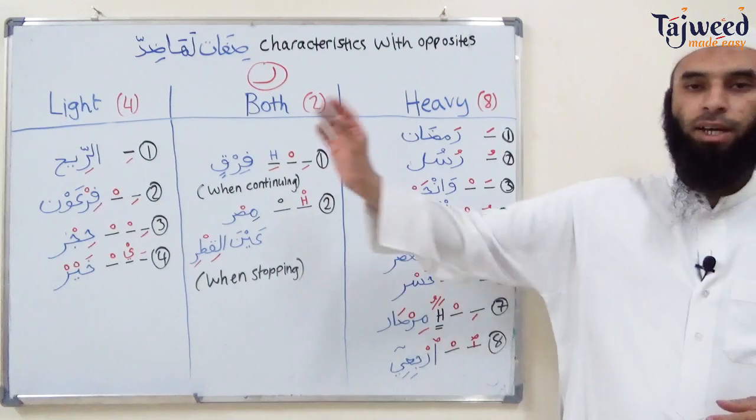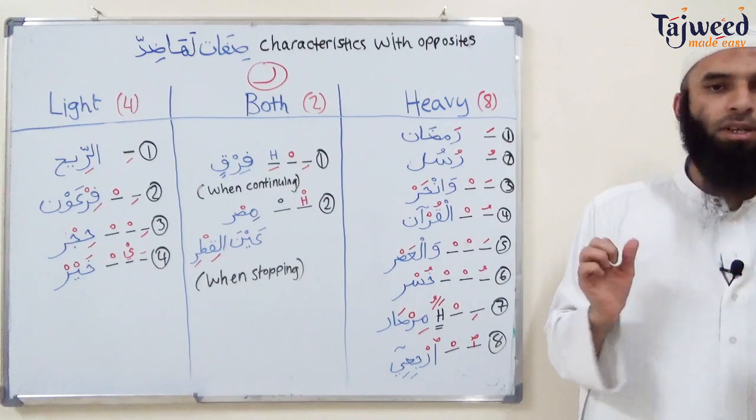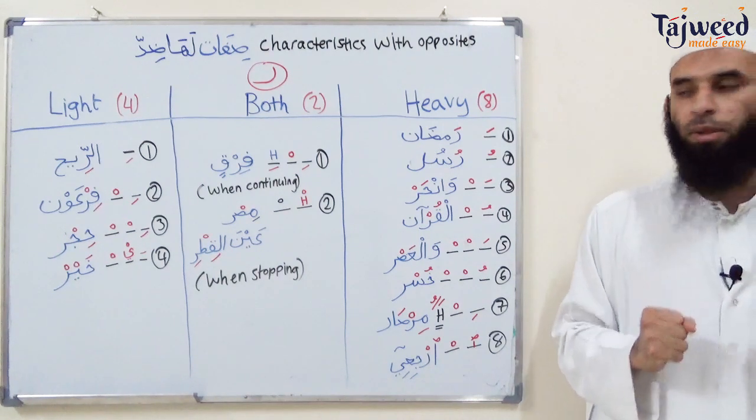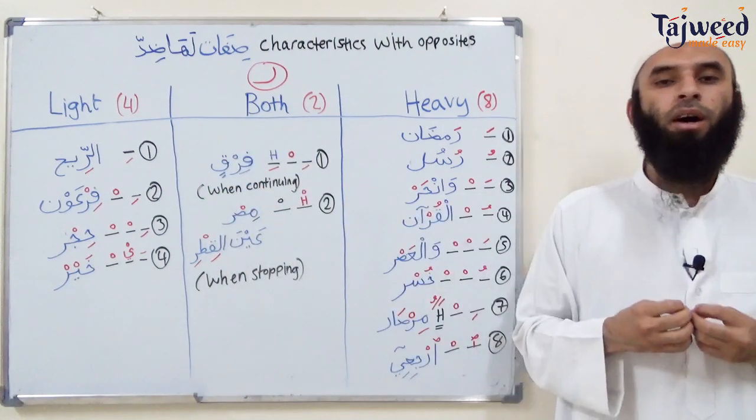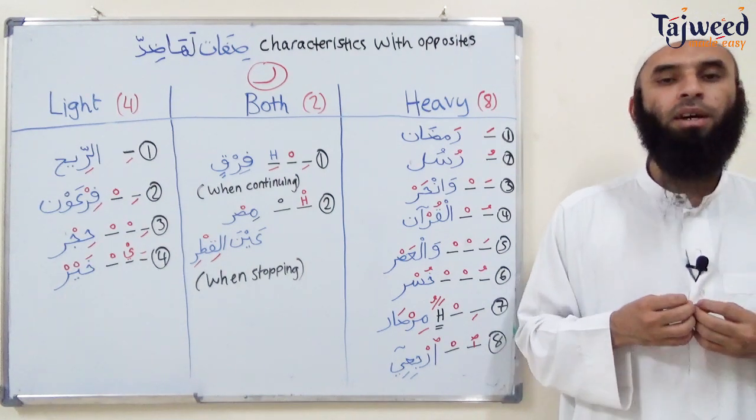Now let's go to the light situations. When ra has a kasra, we don't need to look at what's before or what's after. Automatically, it should be pronounced in a light manner. So, al-rih, not heavy, but light.